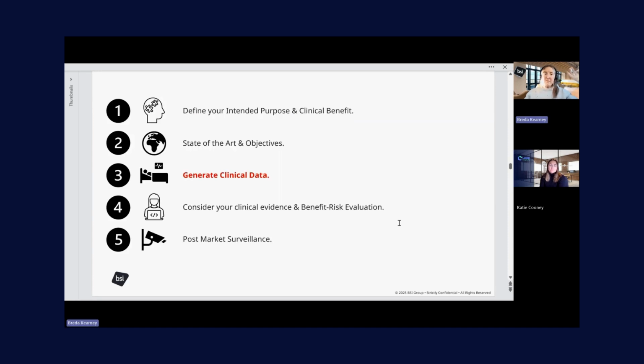So once we have our intended purpose, our benefits, we've defined what the state of the art is, we've determined how we're going to measure that our device is safe, so we know what objectives we're going to use, we know what our acceptance criteria is, we know how we're going to measure performance, we know how we're going to compare our device to what's currently out there. Our next step then is to generate our clinical data.